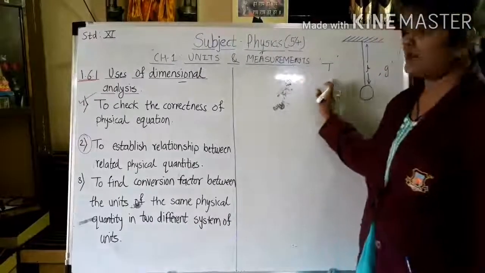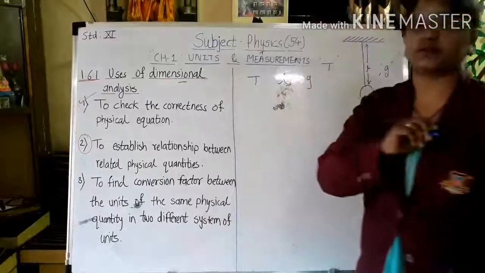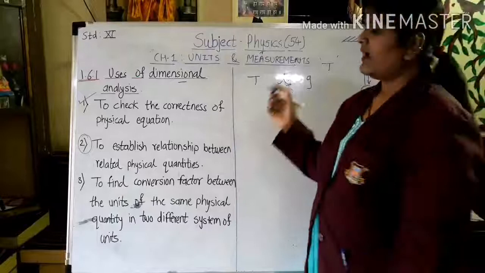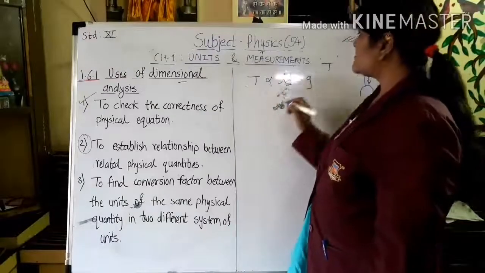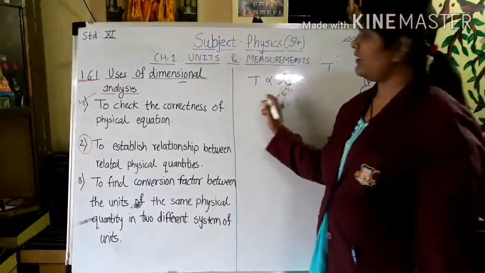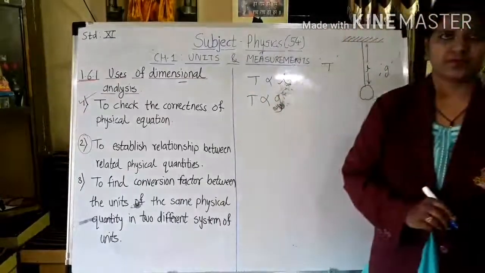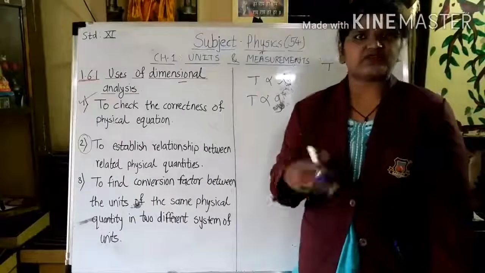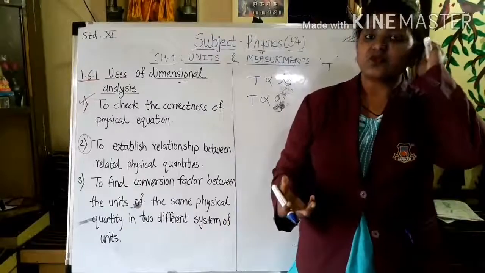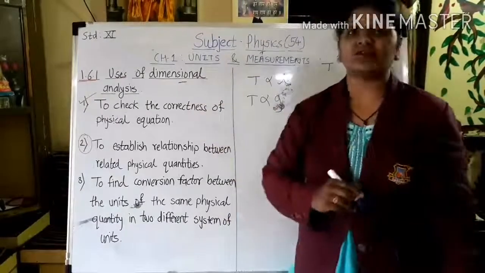So as I said, this T depends on L and g. As they are related to each other, I can say T is proportional to L and T is proportional to g. We don't know the relation between them, whether they are directly proportional or inversely proportional. We are going to check that by using dimensional analysis.